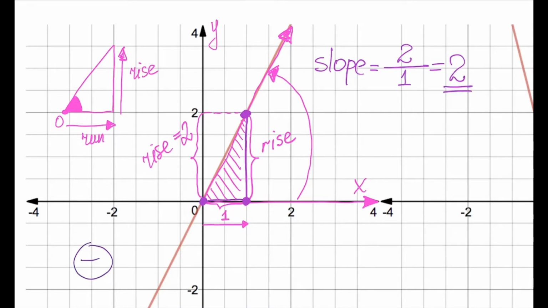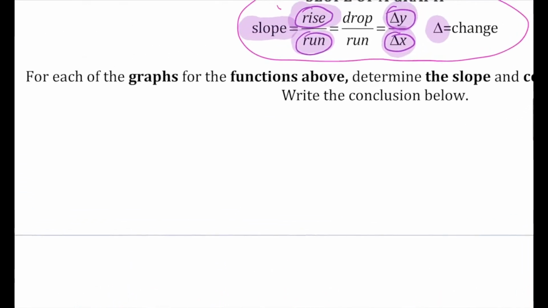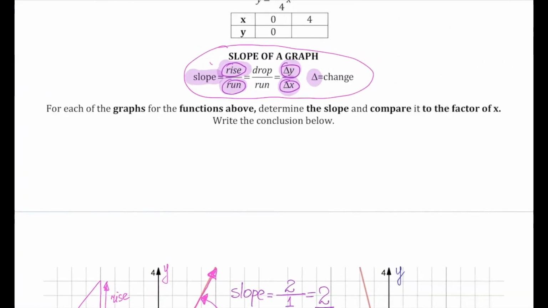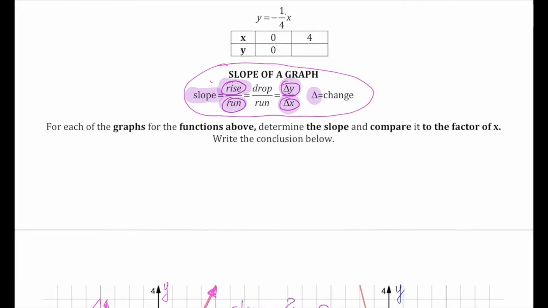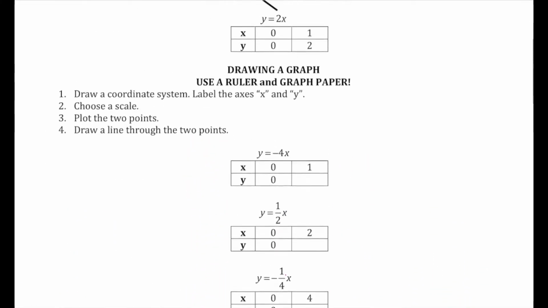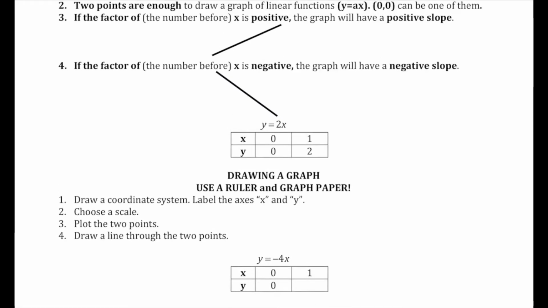Now the interesting thing, and the thing that I'm asking you to comment on at the very bottom of the first page of this worksheet that you're working on, is to write the conclusion below. This is where you're going to be scribbling. Once you determine the slope, you need to compare it to the factor of x. Remember, the factor is the number that precedes x, or in other words, what number is our x multiplied by? Well, the first graph's factor, the number that x was multiplied by, was actually 2. Wow, isn't that a coincidence?